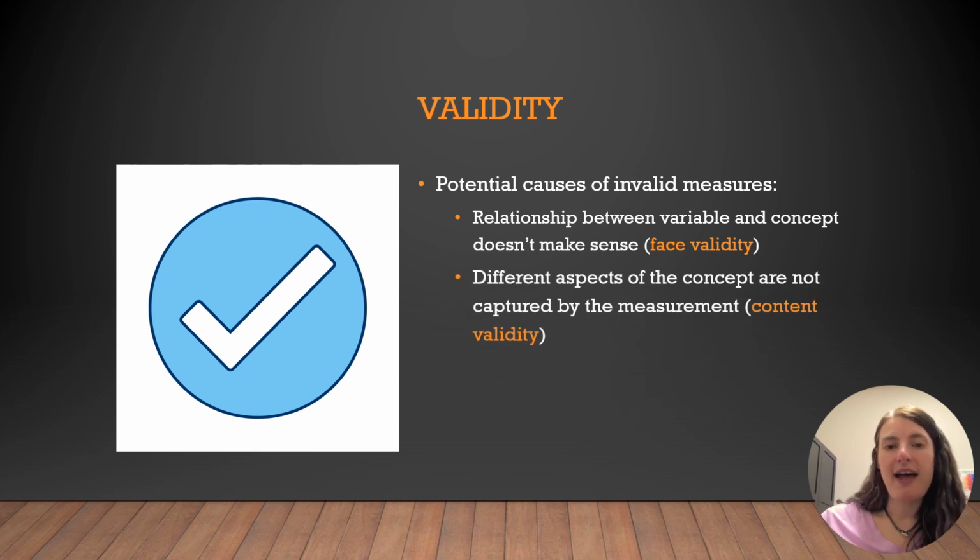Another reason for invalid measurements occurs when the measurement doesn't capture the entirety of the concept. This is also called content validity in research methods. For example, going back to my sexual harassment example, being touched on the butt has face validity because it makes sense in relation to the concept of sexual harassment. But if that was the only question I asked about sexual harassment, it would not have content validity because sexual harassment encompasses a lot more behaviors than just being touched physically.